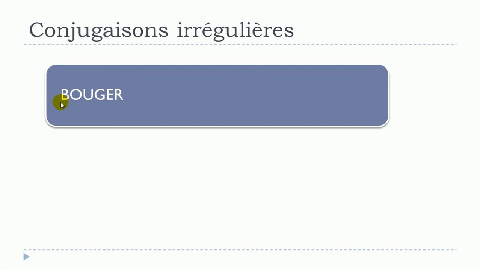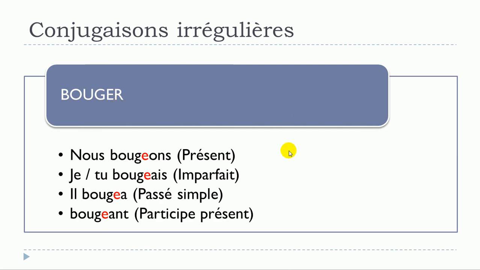I wanted to take a simple and useful verb, so it's bouger, to move. And then we will see that the tenses that will be affected by these modifications will be le présent, l'imparfait, and then le passé simple. And then we'll have this participe présent form that will be also affected by that. But when we're talking about le présent, actually the good news is that we'll have only one form that will be affected or modified, and this is the nous form.